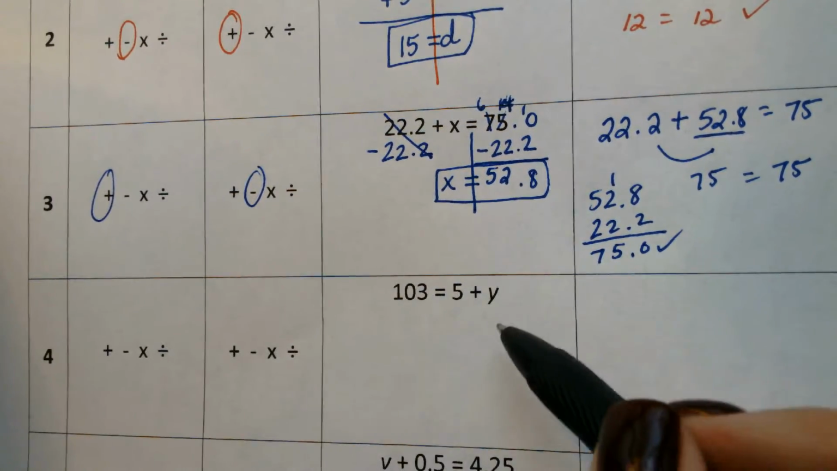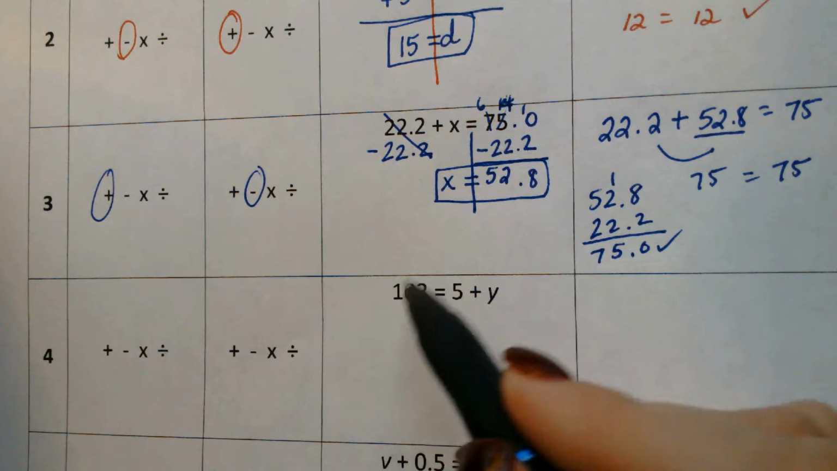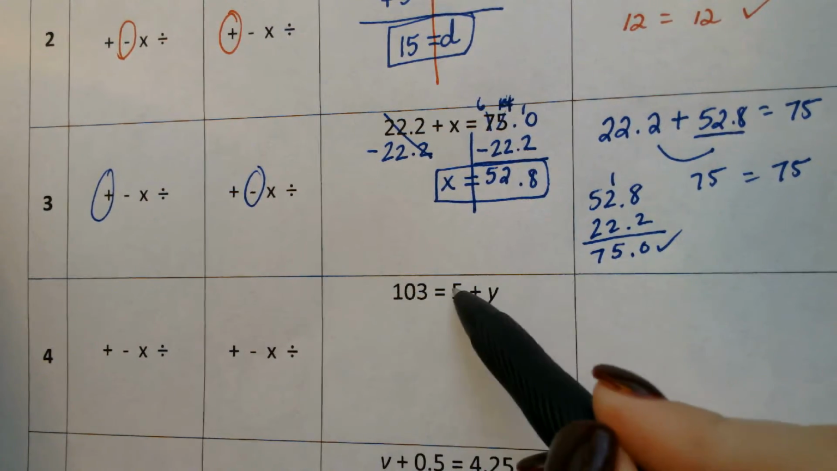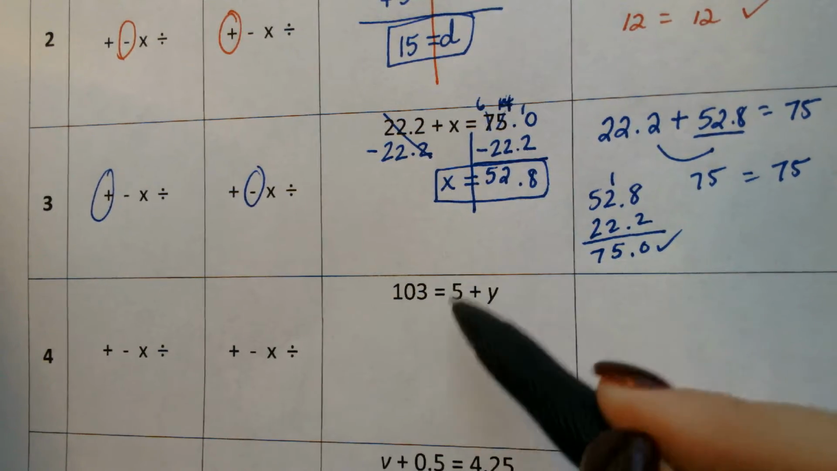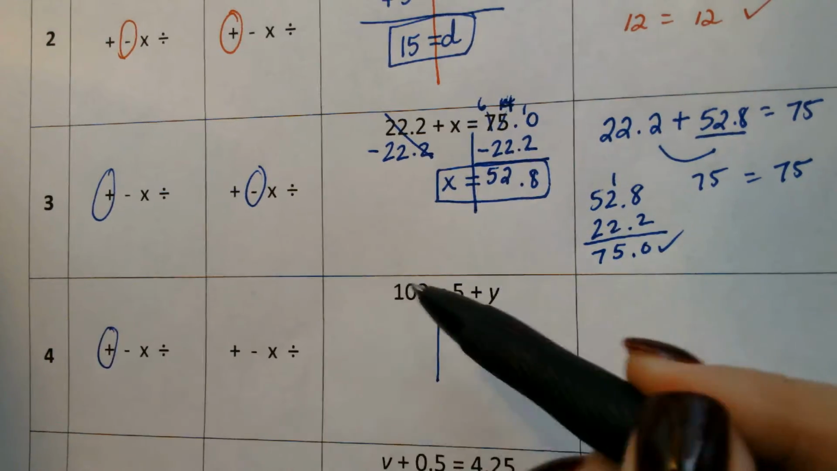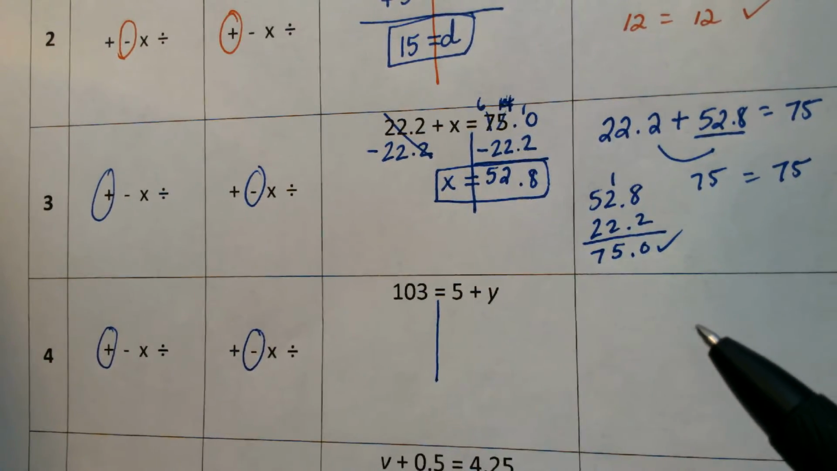Let's move on to number 4. Look at your equation. Looks a little weird, looks a little different. Each equation is a little different. This time the variable's over here. We got the balance here. We got our wall right here. So we look at the problem. It's an addition problem. We need to do the opposite, which is subtract.